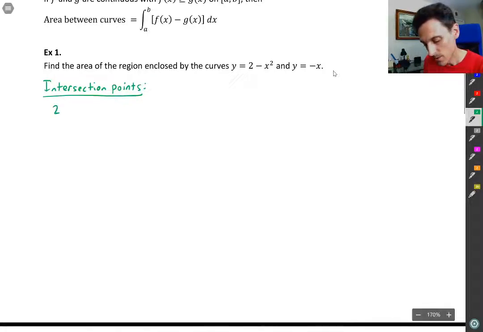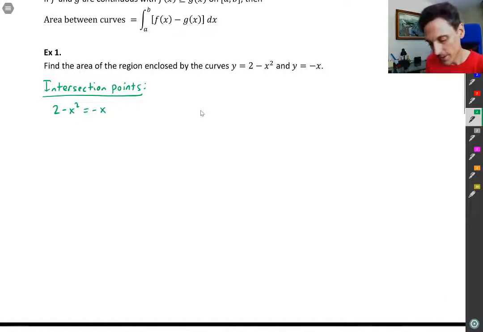So setting 2 minus x squared equal to negative x. If we can solve this to find the x value that satisfies this equation, then we found a single x value where both the y value of the first function and the y value of the second function are equal. So one x value and they both have the same y value, that's a point of intersection. That's a place where the two curves are intersecting at that point. So let's solve this equation.